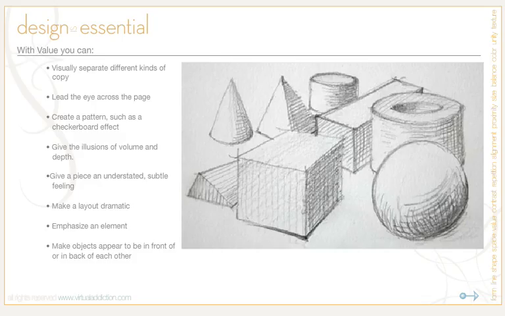If you shade a shape to make it look three-dimensional, you're going to give it the illusion of volume or depth. You could give a piece an understated subtle feeling by using only light values. You could make a layout more dramatic. Use areas of black against areas of stark white. You could emphasize an element. Make the most important element very light and all the others very dark, or vice versa. You could make objects appear to be in front of or in back of each other. Dark areas always recede in space.